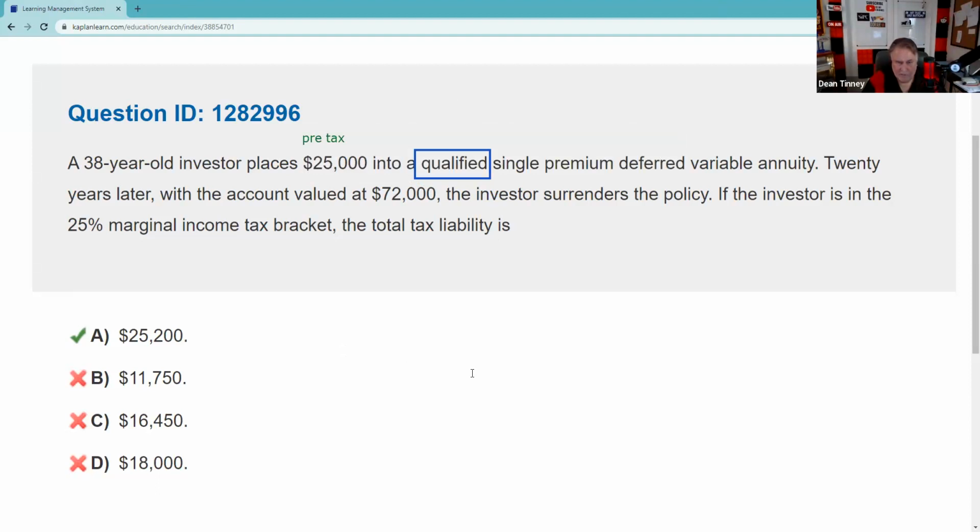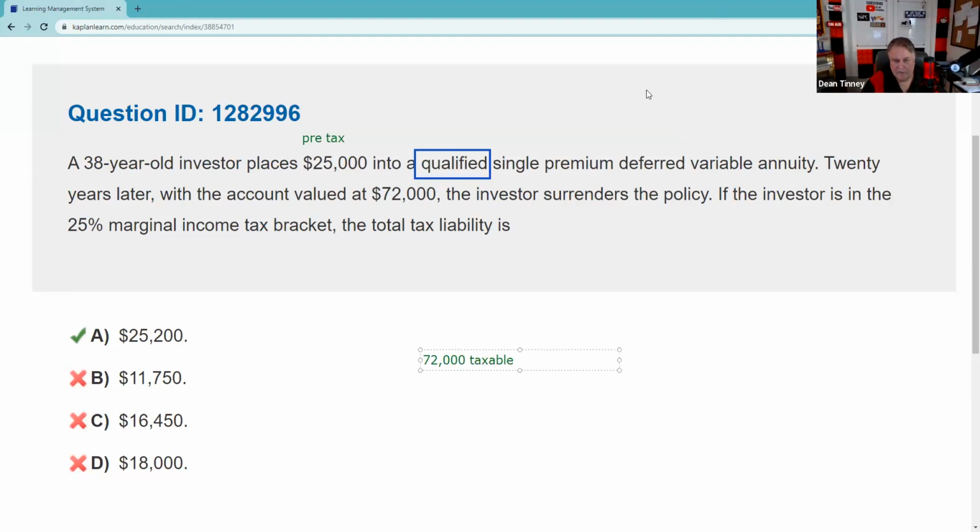So now we don't net it. We don't net the difference in the 75, and the entire 72,000 has never had taxes paid. This whole $72,000 is taxable, right? So that's, I think, the trick on that one.